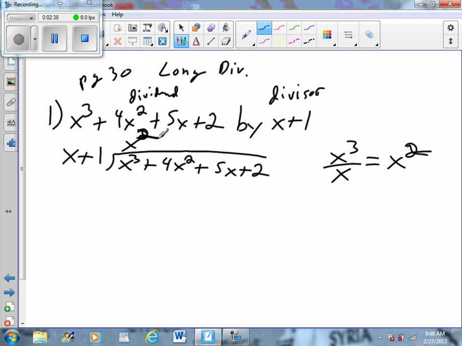So I'm going to say x squared now times x plus 1. That's what I do. With this part of the quotient, I have to multiply by the entire divisor. X squared times x gives me x to the third. X squared times 1 is a plus x squared. Put parentheses around the expression and subtract.